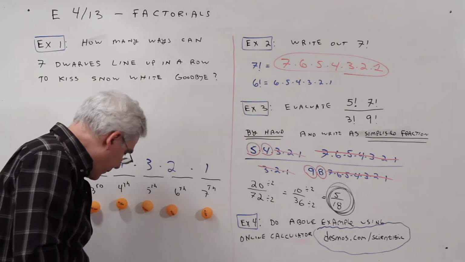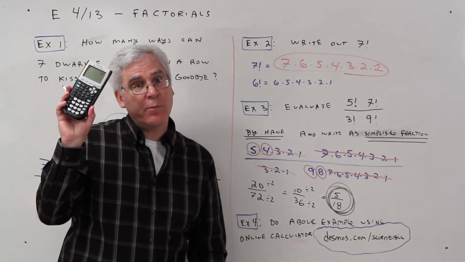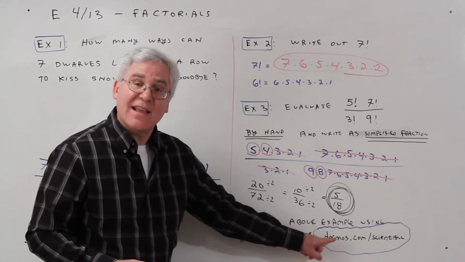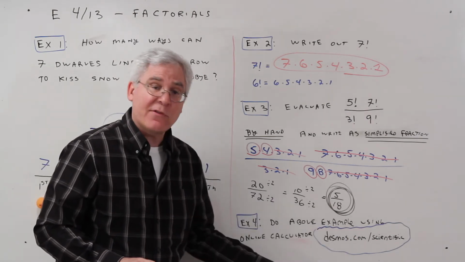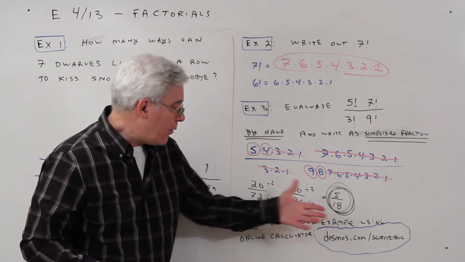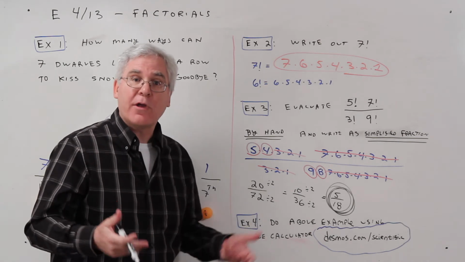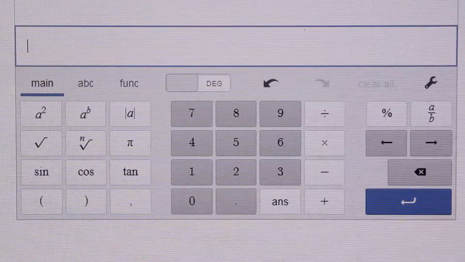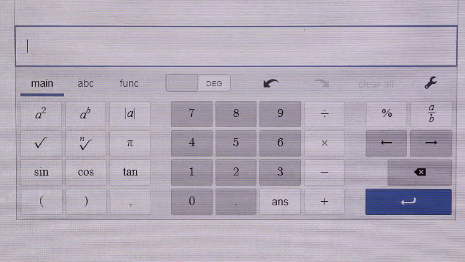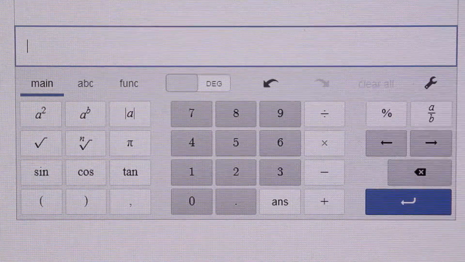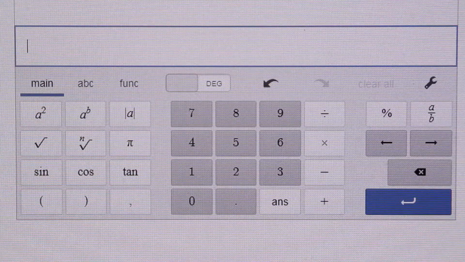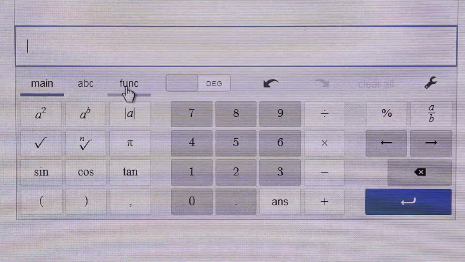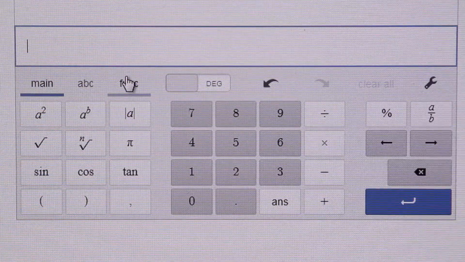Since you don't have your TI-84s at home during the shutdown, we're going to use desmos.com/scientific. So go ahead and get into that site and I'll show you how to use those buttons. Okay, I'm going to show you how to use desmos.com/scientific to do that same problem. So here we go. What I want you to notice is that there's a main and a function. I'm going to be going back and forth.